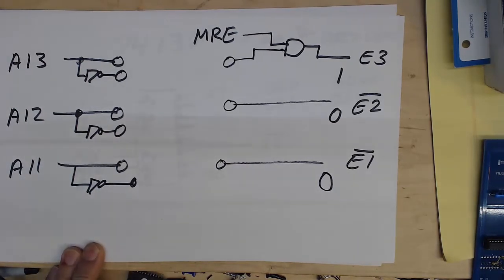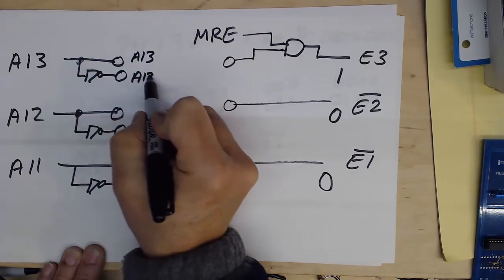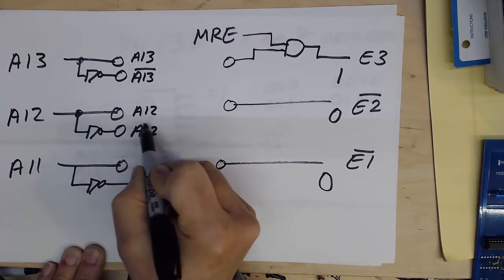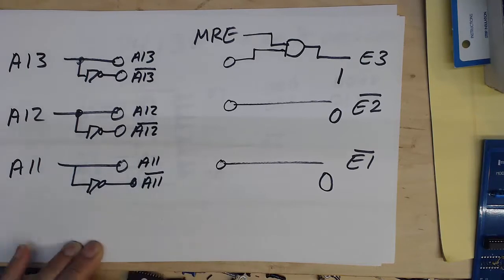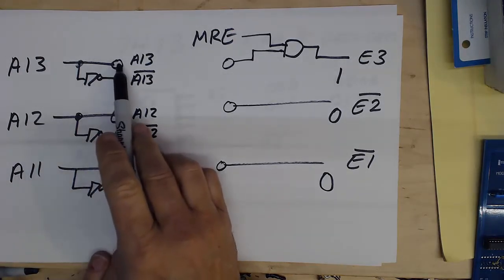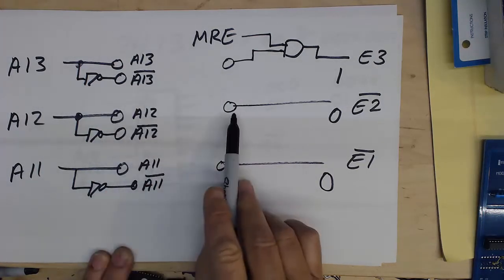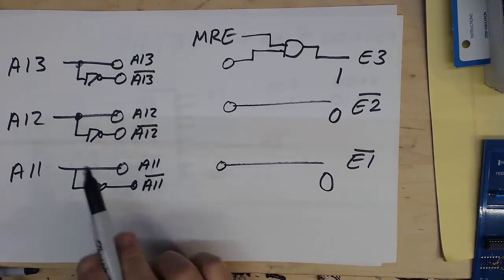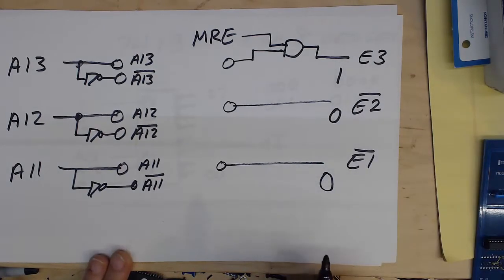Okay, so we're going to call this A13. This is A13 bar, A12, A12 bar, A11, A11 bar. Now we're going to put jumpers in between either of these and E3, either of these and E2, and either of these and E1. We're going to configure those jumpers so that whatever our address is, we can match this 100 when we want this board to be selected.